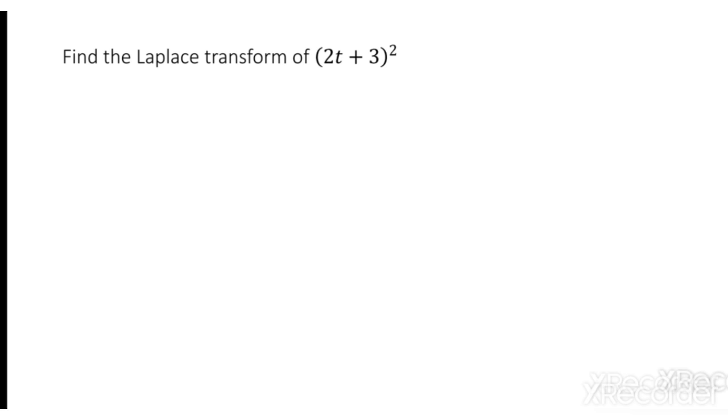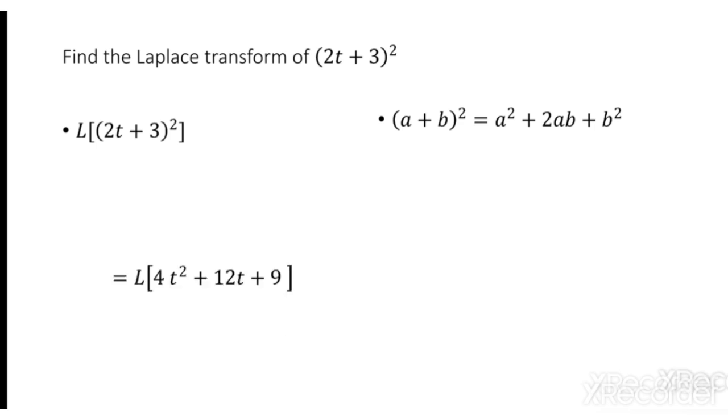Last one more we take. Find the Laplace transform of (2t plus 3) the whole square. How we can get the Laplace transform here? So we have to just expand this by using the formula (a plus b) the whole square, a square plus 2ab plus b square. So which in turn gives now 4t square plus 12t plus 9.